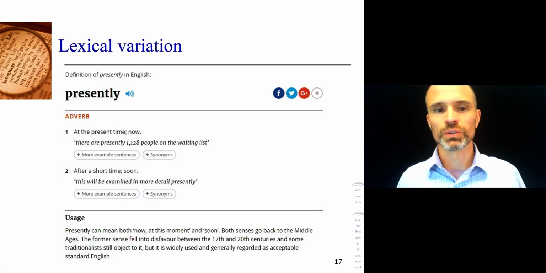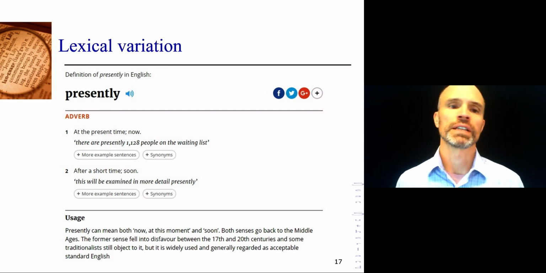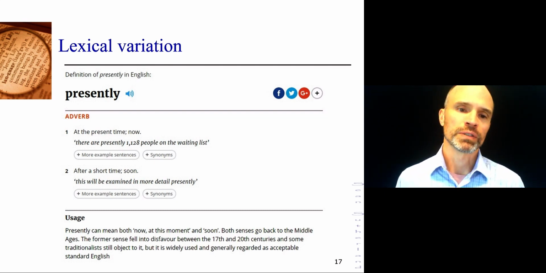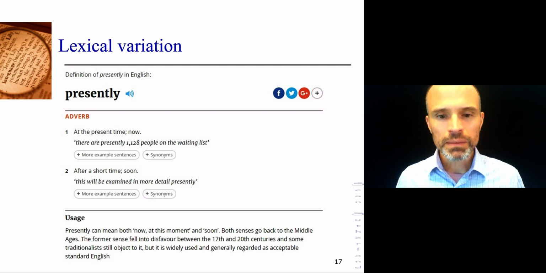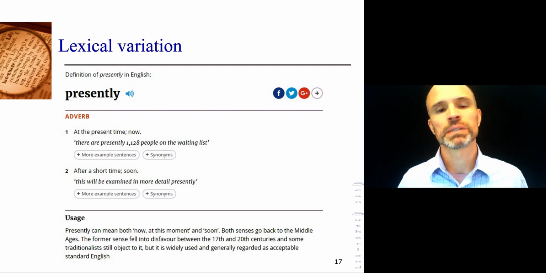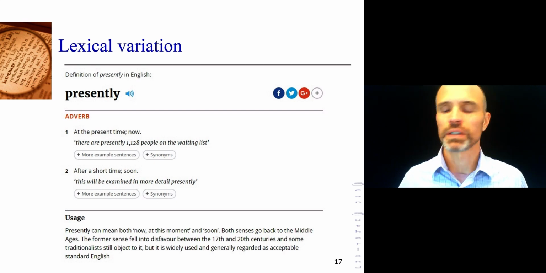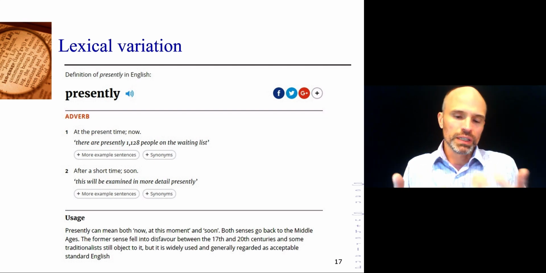Well, it still does mean soon, oh, I forgot, I grabbed a screenshot of the dictionary. Definition one, at the present time, now. Definition two, at a short time, soon. It can mean both, but the feeling of soon seems to me to be dying, right? And people use it to mean now. That often happens, right?